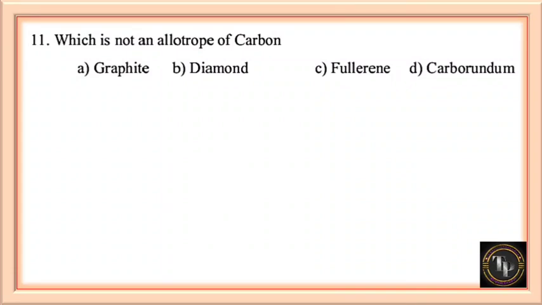What is not an allotrope of carbon? Which is not an allotrope of carbon, they are asking. Graphite, diamond, fullerene, these are allotropes of carbon. Carborundum, it is not an allotrope of carbon, it is silicon carbide.